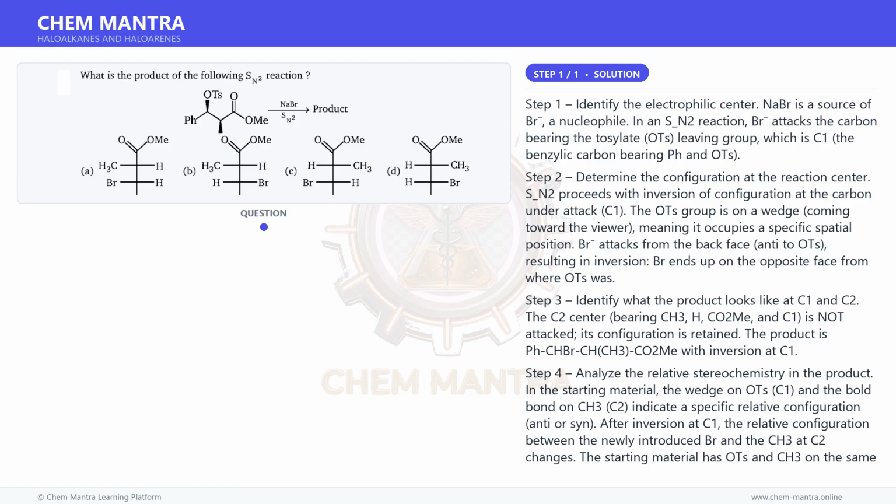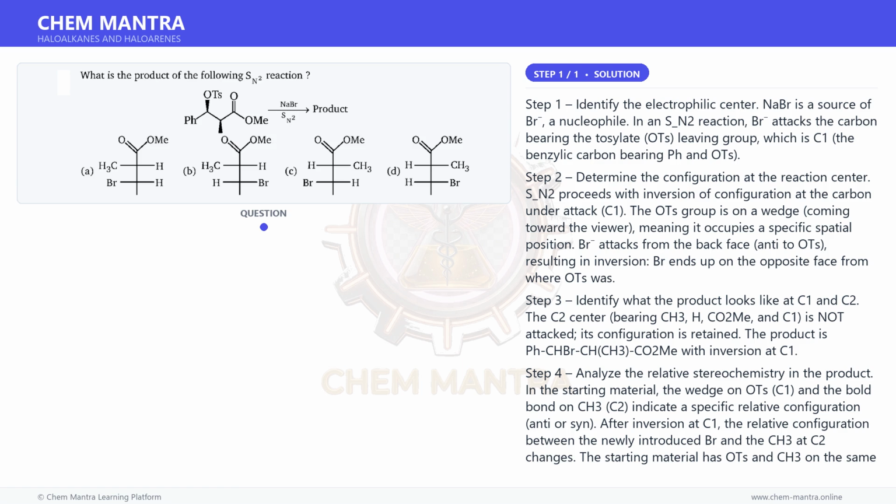Step 4. Analyze the relative stereochemistry in the product. In the starting material, the wedge on OTs at C1 and the bold bond on CH3 at C2 indicate a specific relative configuration, anti or syn. After inversion at C1, the relative configuration between the newly introduced Br and the CH3 at C2 changes. The starting material has OTs and CH3 on the same face. Both bold wedge is equal to syn, so after inversion at C1, Br and CH3 are on opposite faces, anti.